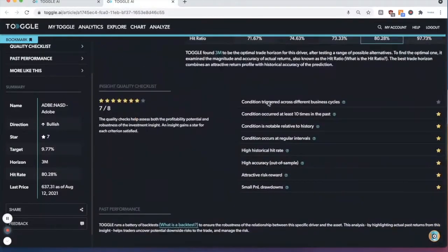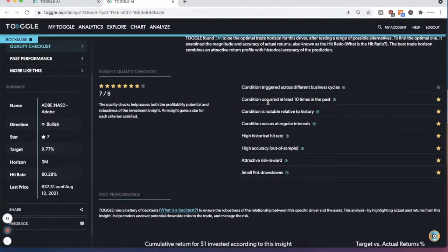Finally, we come to the stars, the quality checklist. We test each relationship highlighted by a Toggle insight against the following 8 conditions. If one of them is not met, then the star is not given. For example, in this insight, 1 star is missing because this condition has not been triggered across different business cycles. It means the relationship between volatility and Adobe may not be robust across both recessions and expansions. Otherwise, all the other conditions are met. If you want to learn more about what each condition means, just hover over the question mark and you can read about each one.